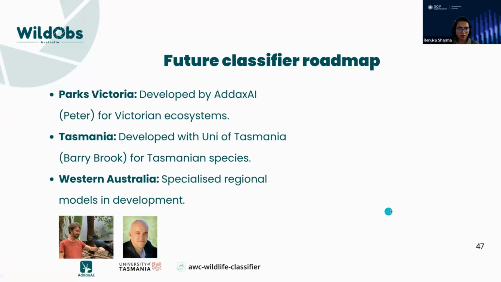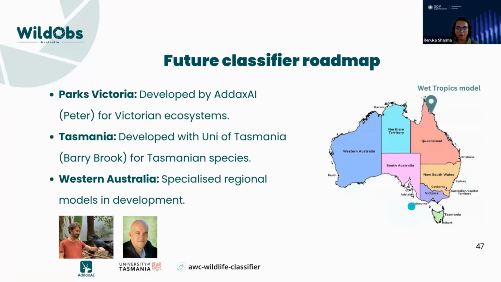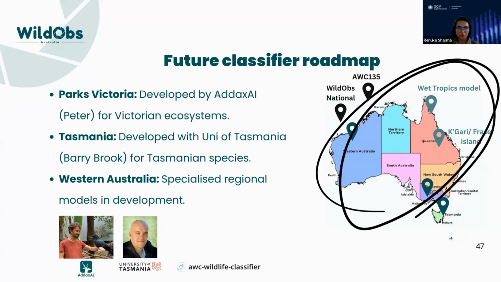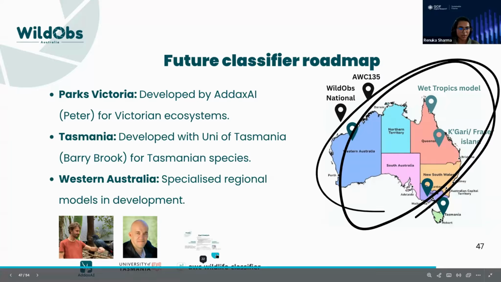In terms of the future classifier roadmap, we already have the WildObs Tropics model and WildObs Gari model in the platform ready for you to test. We're also going to import the Parks Victoria model developed by AlexAI and the Tasmania model developed by Barry Brook from University of Tasmania, and the Western Australia model when it's ready. We have developed our own WildObs national model onto the platform, and also AWC 135 developed by Australian Wildlife Conservancy. It's also available on our platform.